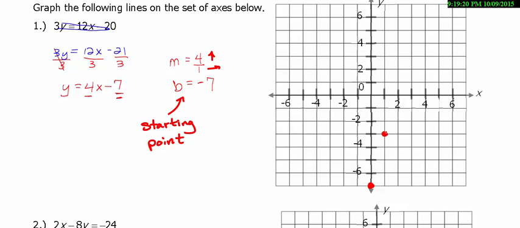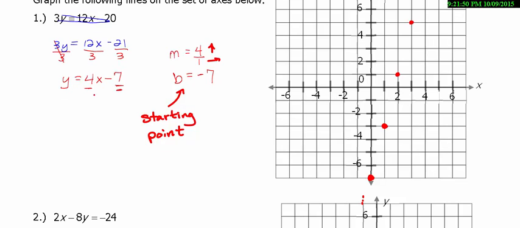And continue in the pattern, up 1, 2, 3, 4, over 1. Up 1, 2, 3, 4, over 1. And now if you could take a straight edge or a ruler and connect those ordered pairs. Extend the line through the first and last ordered pair. We could use arrowheads on each end, and let's label the equation as y equals 4x minus 7.